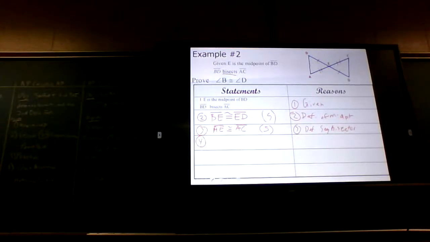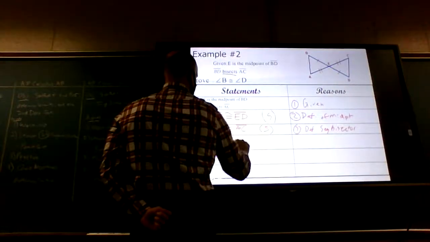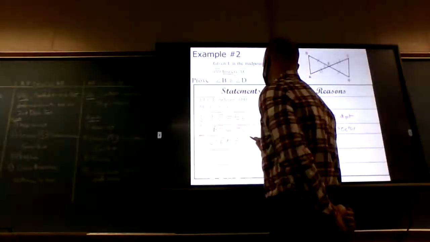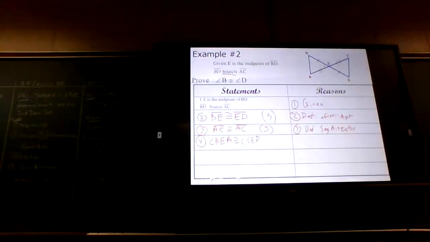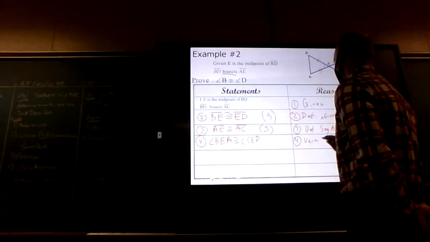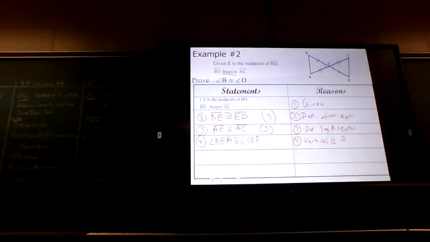I'll try to guess. Ishmael? I'm just guessing here, so B-A-E. Not B-A-E, B-E-A, angle B-E-A. That's this angle right here. And then C-E-D. C-E-D are congruent. Why are they congruent? Vertical angles are congruent. Boom. Nice job, Ishmael. That's exactly right.